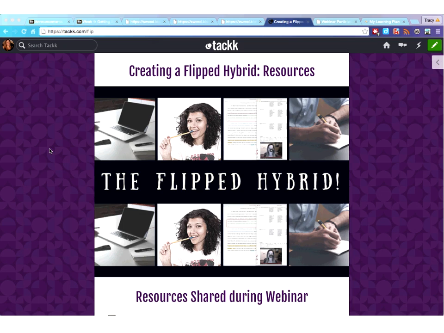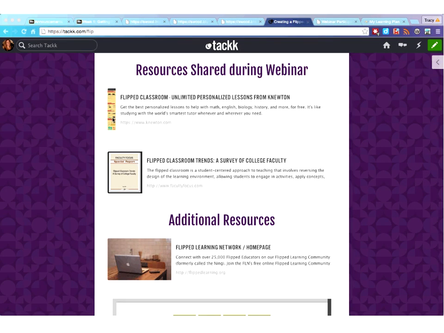Excellent. All right. So here, we have the same address up here. And this TAC has a couple of things for you. So it has resources that we shared during the webinar. So you might remember the yellow image with the definition of a flipped classroom. That's actually part of a much longer infographic that you can go to by just clicking here.